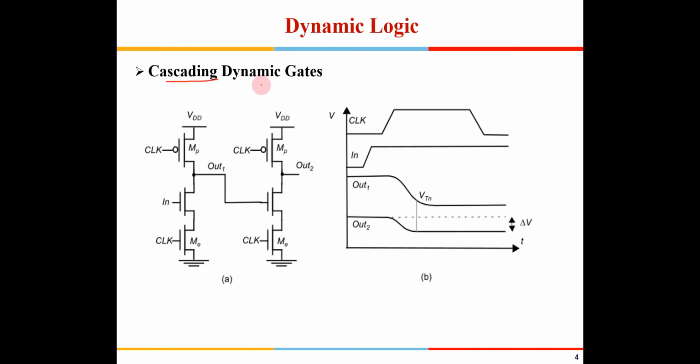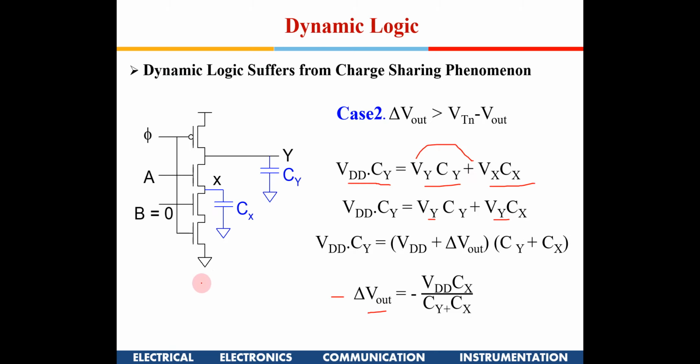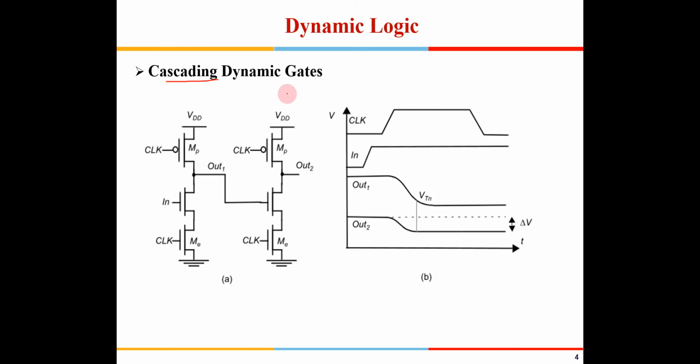So here we said there is an issue with cascading. We are ignoring VDS of A. In this case, this will be in an on state, so there won't be any VDS across here, right? So there is an issue with cascading of dynamic gates.